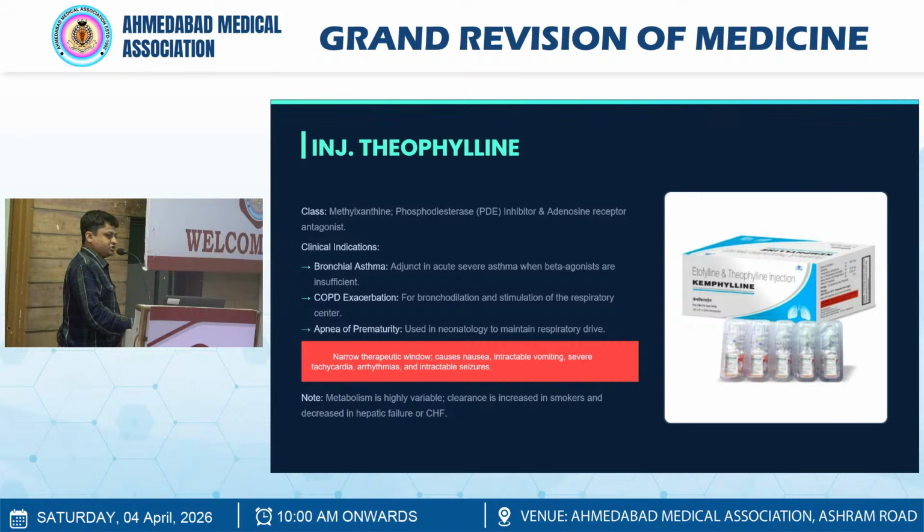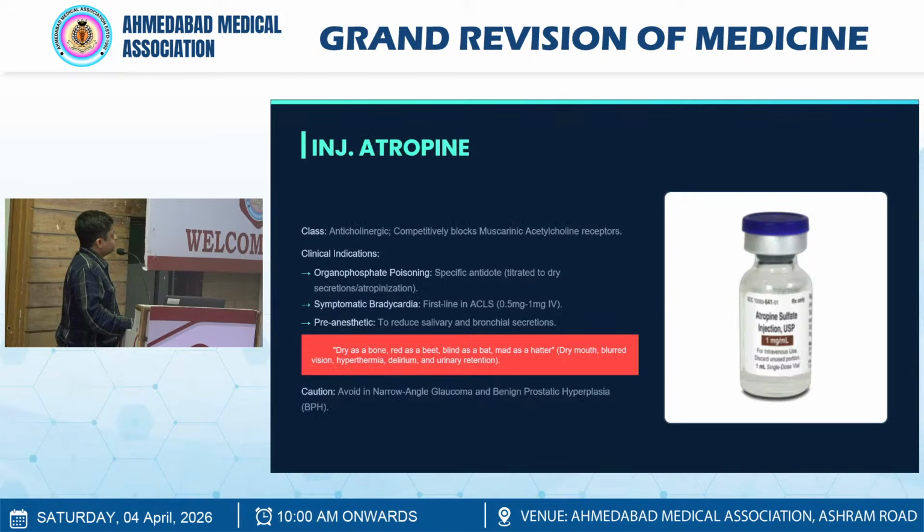Theophylline, commonly used in COPD and asthma patients. Atropine, commonly used in OP poisoning. Atropine is the drug of choice in OP poisoning. It is also used in symptomatic bradycardia, first line in ACLS treatment, and as a pre-anesthetic to reduce salivary and bronchial secretions.